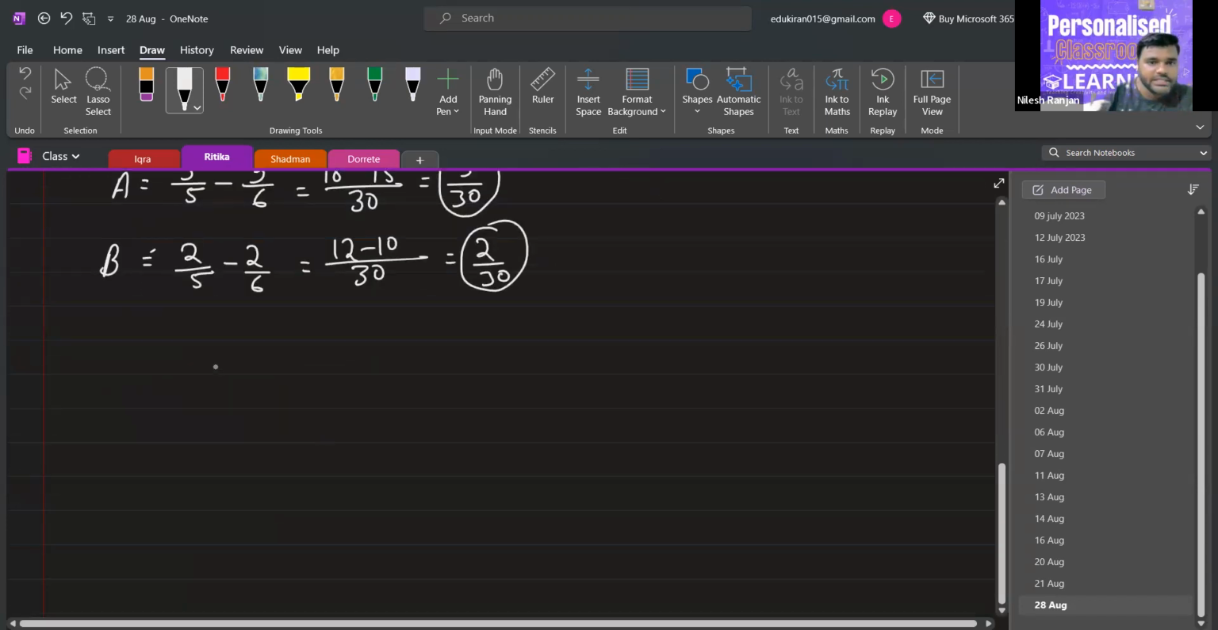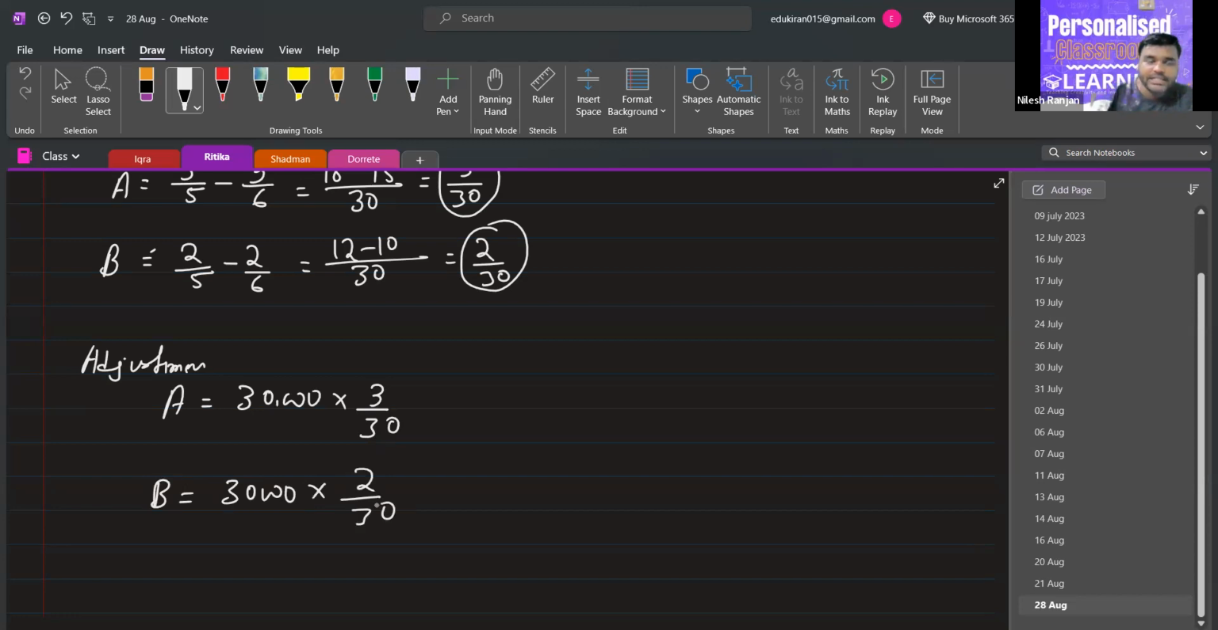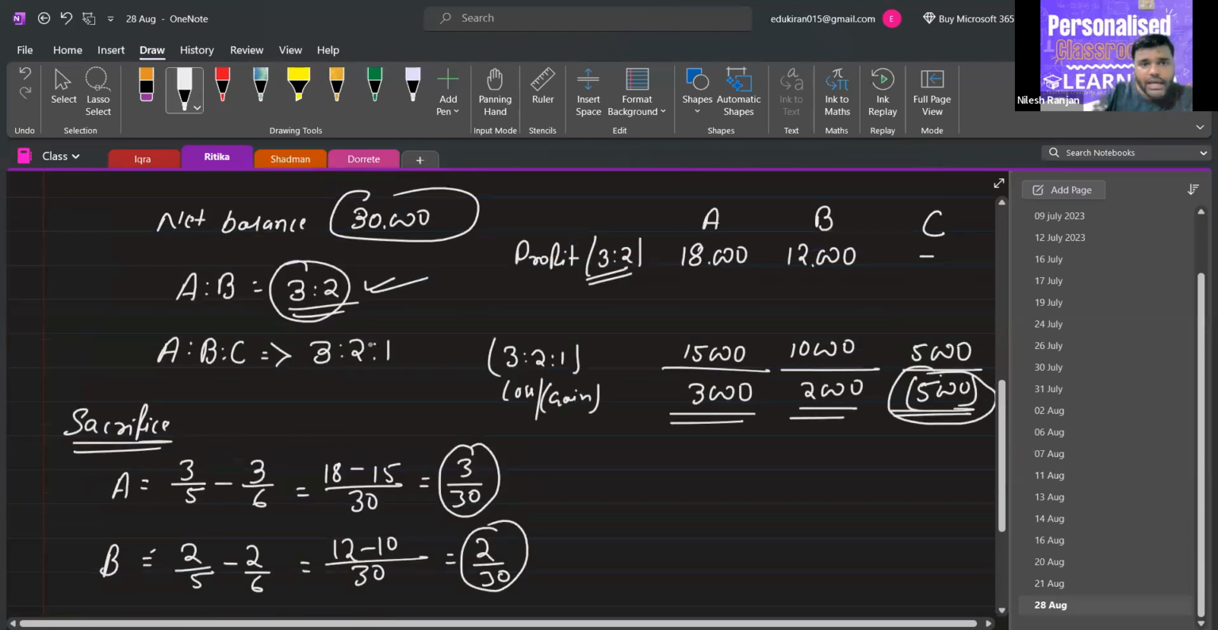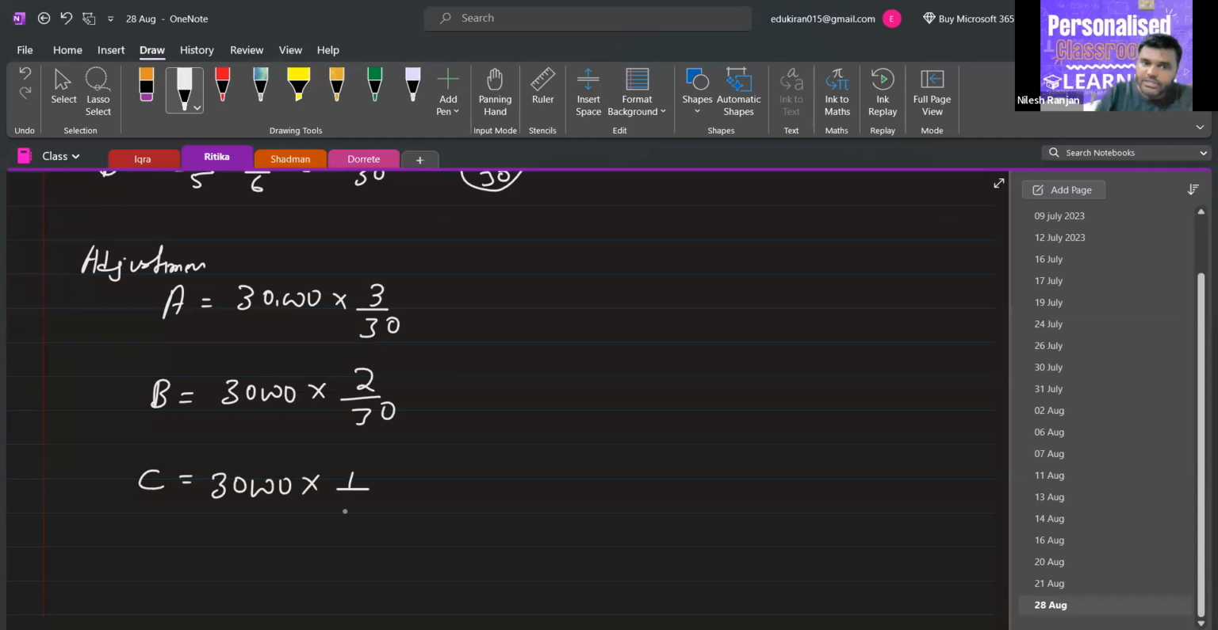Now, the net balance is 30,000. So the distribution or adjustment will be: for A, 30,000 into 3/30, for B, 30,000 into 2/30, and C is the gaining partner because his old ratio is 0 and now his new ratio is 1/6. So his gain is 1/6. For A it will be 3,000, for B it will be 2,000, and for C it will be 5,000.